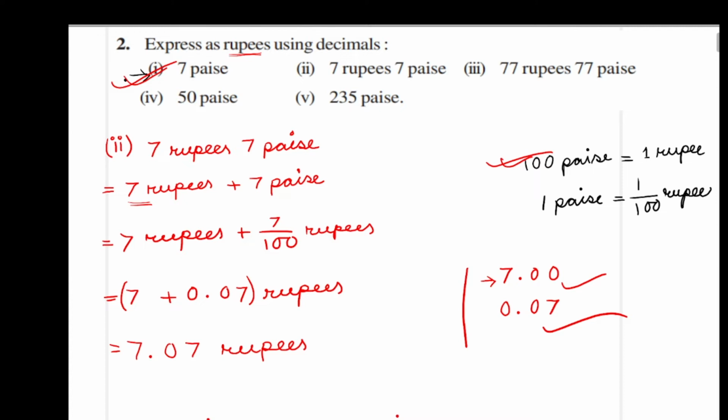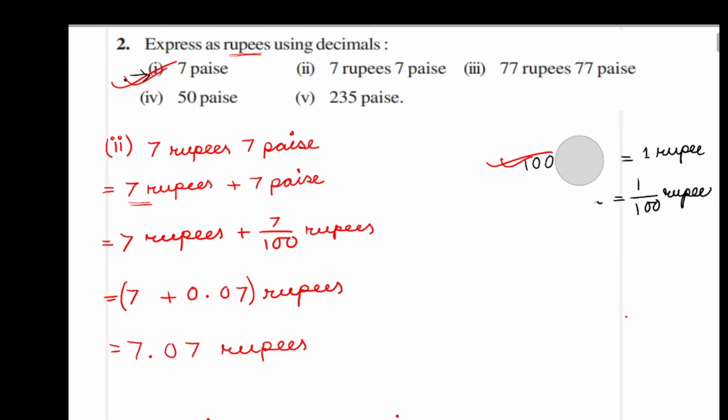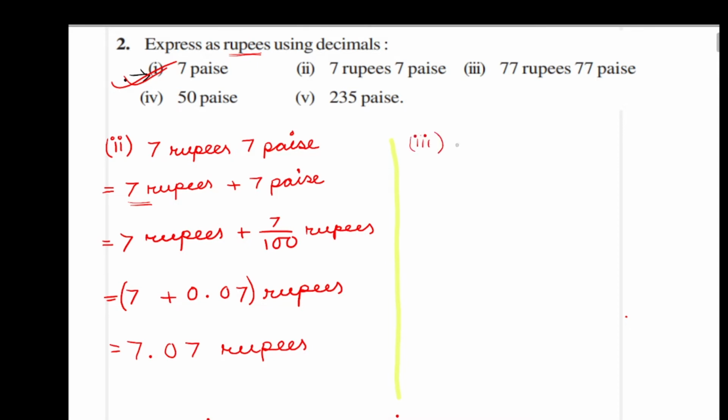Okay, now come to the next question, question number 3. It will be 77 rupees plus 77 paise. So 77 plus 77 by 100, then it will be converted into what? Rupees.